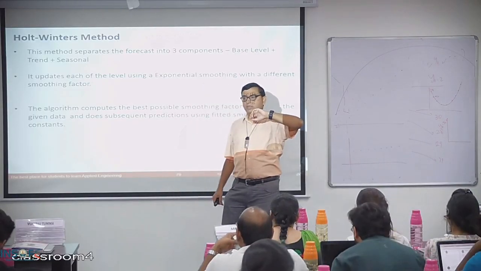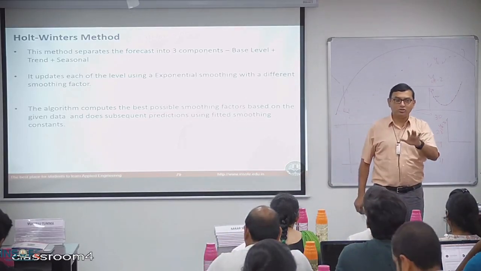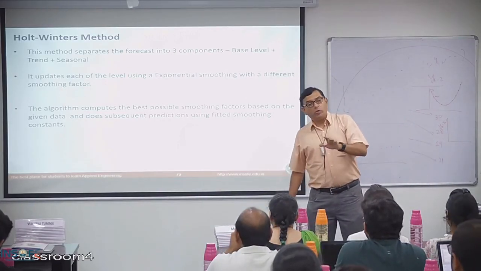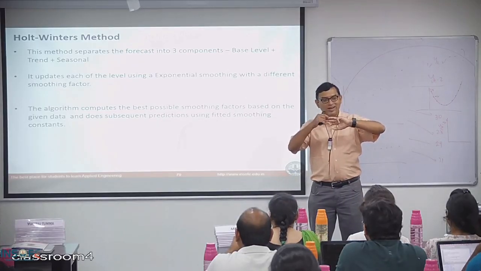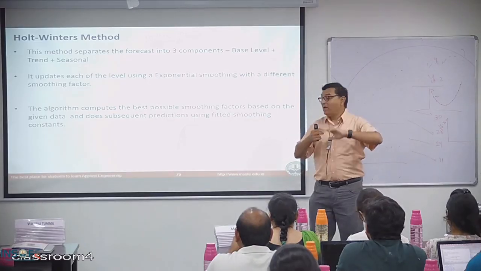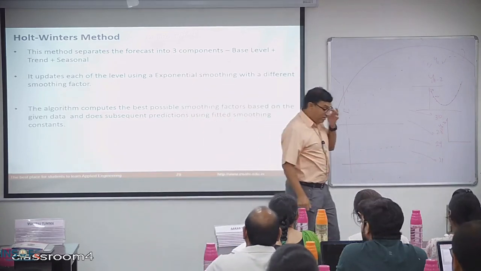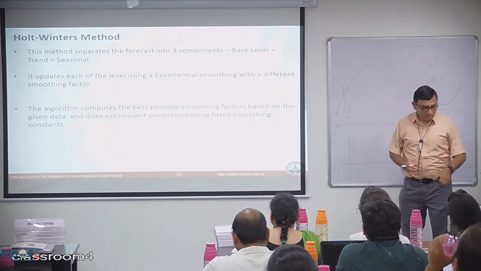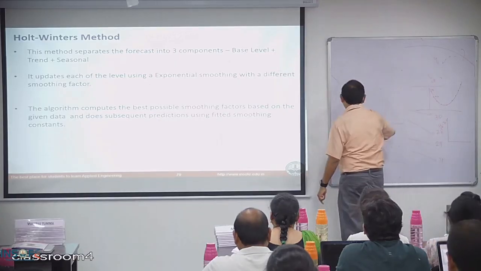And as you rightly pointed out, in the literature, as far as Holt-Winters is concerned, they talk about these three components as, instead of trend, seasonality, and error, trend, seasonality, and base level. So in my mind, the distinction is not very major. So what it does is basically this.